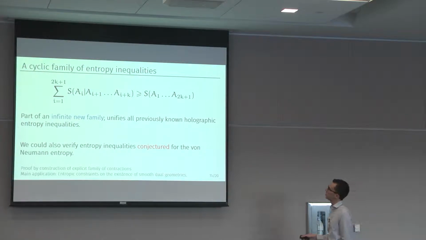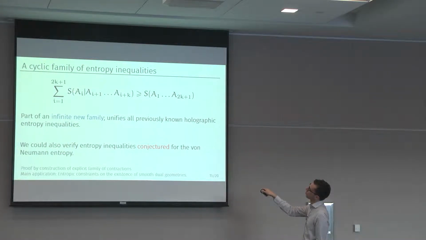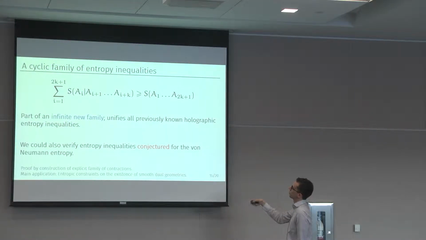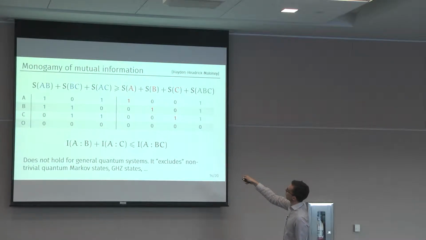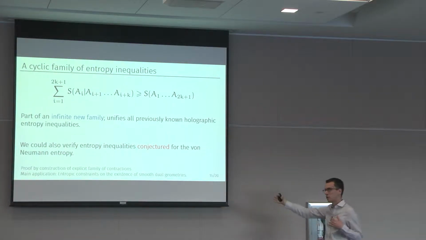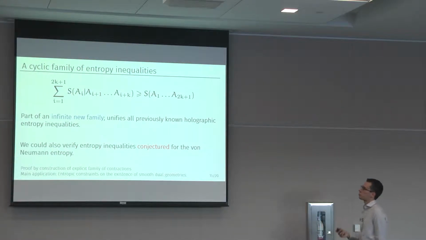It looks a bit complicated, so it's an entropy inequality on an odd number of systems, 2k plus 1. And on the left-hand side, you have a conditional entropy where you take one subsystem and you condition on the subsequent k subsystems. And you do this in a cyclic fashion, so this addition is modulo 2k plus 1. So for example, if you subtracted the one-body terms and moved them to the right, this would be the conditional entropy of A conditional on B, B conditional on C, and C conditional on A. So this is an infinite generalization, and indeed it captures all the ones that people had established previously.